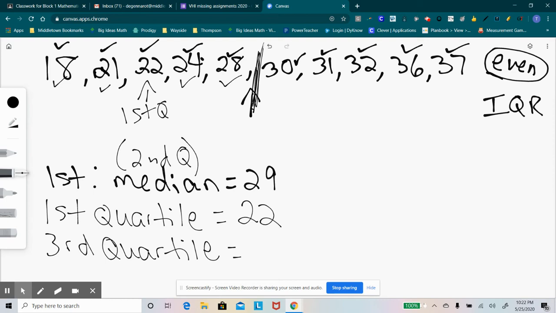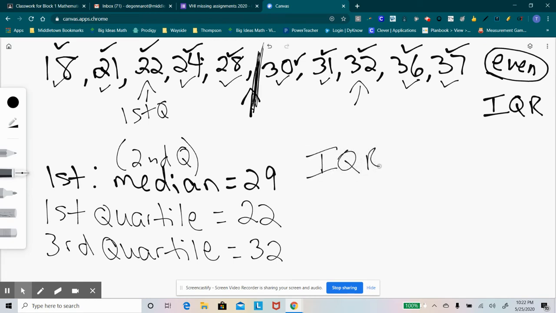Okay, so then our third quartile is the median of your upper half. So you're going to look again, and remember 29 is your median or your second quartile. So your third quartile is the median of your upper half of your data set. So we're going to check off our pairs and 31, 36. So it looks like our third quartile is 32.